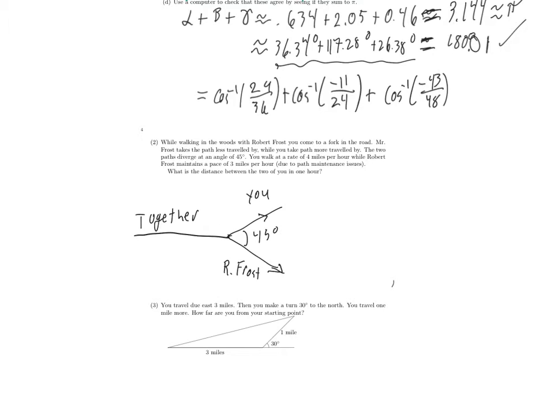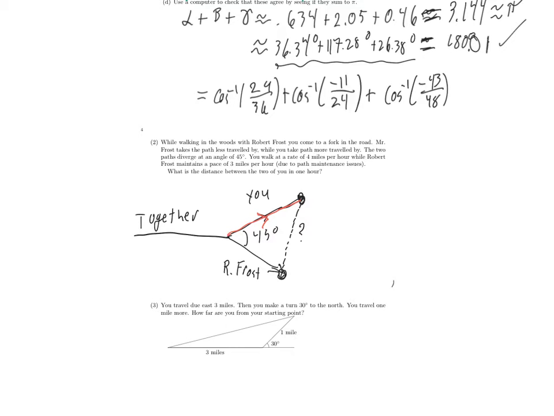So, let's draw a picture. There's your position after an hour. There's Robert Frost's position after an hour. You would like to know the straight line distance between. You want to know that distance. Well, this is exactly a law of cosines kind of situation. Do you know how long this side length is? I think you can, because the length of that side is how far you walked.